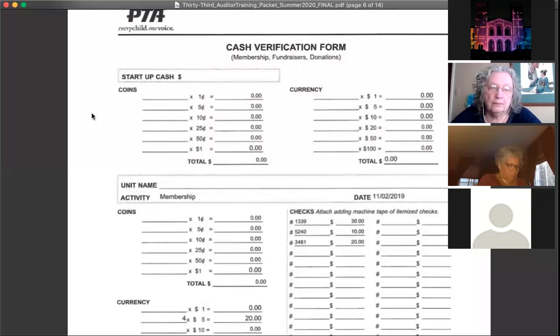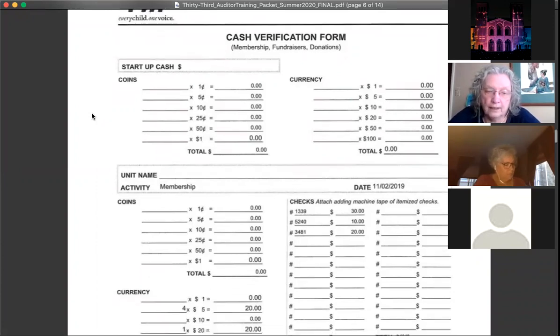I kind of like the startup cash only because I've seen units forget that they have startup cash and they deposit it with the Carnival income. And we really don't want to do that. We want to make sure that startup cash is deposited separately so that we know, first of all, that Carnival income is correct, and secondly, that the startup cash was returned. But that's just me. It's not on the cash verification form, but I would make a note of that when you're doing your cash verification form and the treasurer gives the startup cash.